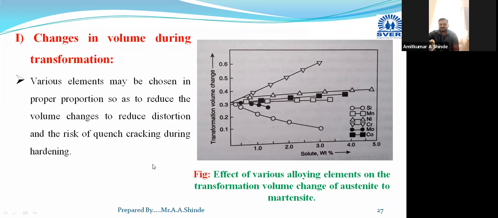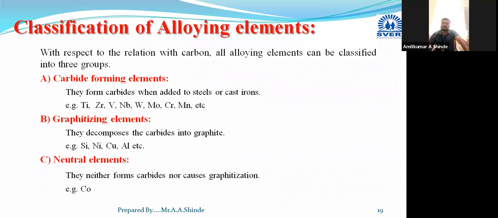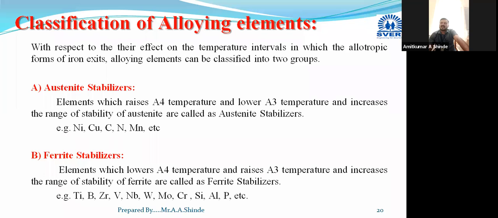Okay, so in this way we have completed this part, the classification of the alloying elements. In today's session we have finished the classification of the alloying elements based on their relationship with carbon as carbide forming element, graphitizing element, and neutral element. And also we have discussed the classification based on their effect on the critical temperature lines like A4, A3 and A1, as austenite stabilizer and ferrite stabilizer.